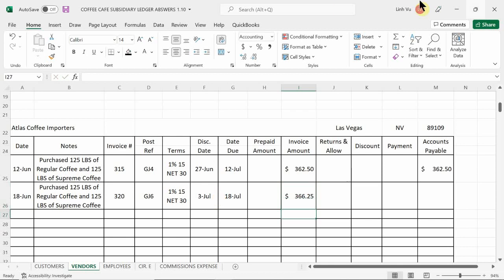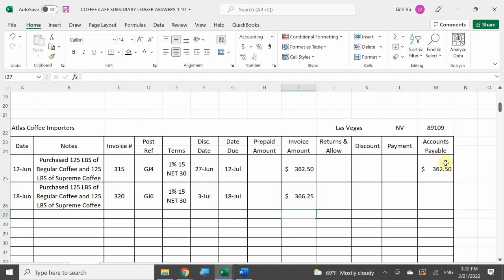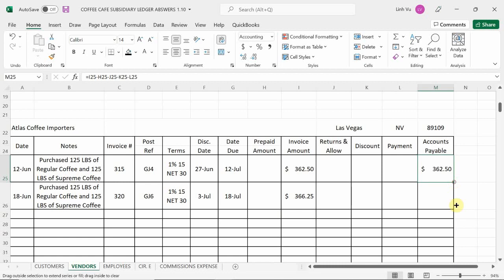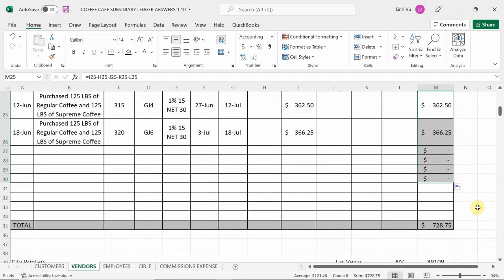Okay. For how much? $366.25. What I'm going to do is go ahead and copy this formula all the way down here so then I can see what bills I owe. So in this case, I owe another $366.25. So in grand total, I owe Atlas Coffee $728.75. Okay, between those two bills.